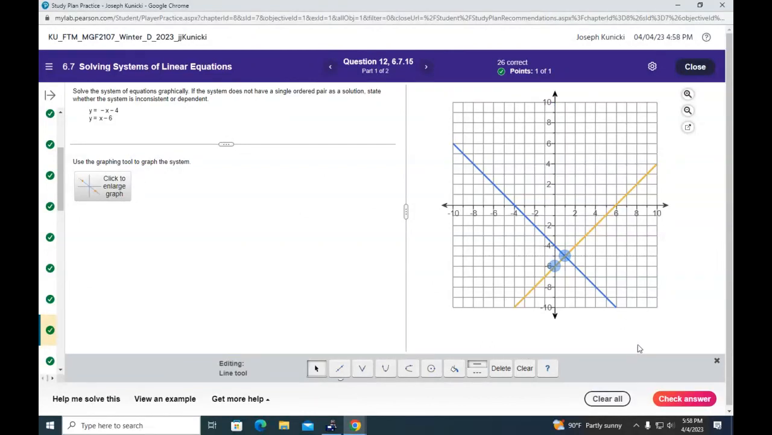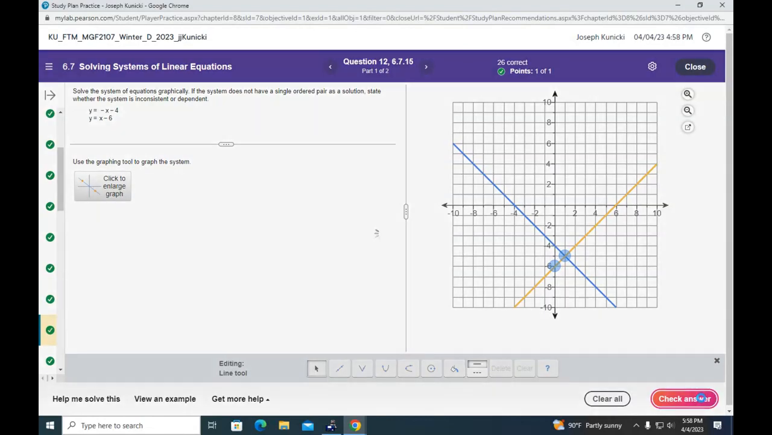And look, I have the point of intersection. These are going to have lattice points for intersection, because if they intersect off of a lattice point, then you have to guess what the fraction or decimal might be. And they don't want us to do that. So these will always be lattice points.